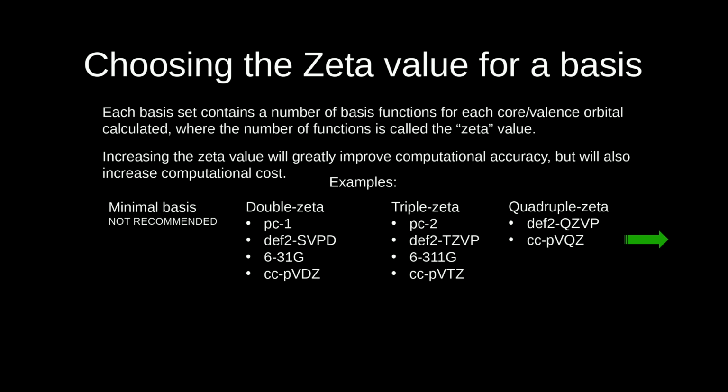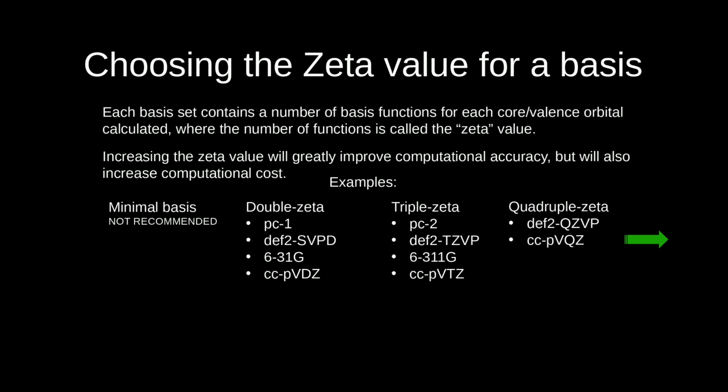Double zeta basis sets will calculate two functions for each core or valence orbital. Some examples of these are pc-1, def2-SVPD, 6-31G, and cc-pVDZ. You can see in the title of some of these basis sets that they have a D, which indicates to you that the basis set is double zeta. I would recommend at least a double zeta for any calculation you're performing because it will provide a much better accuracy than the minimal basis without being so computationally expensive that they cannot be performed.